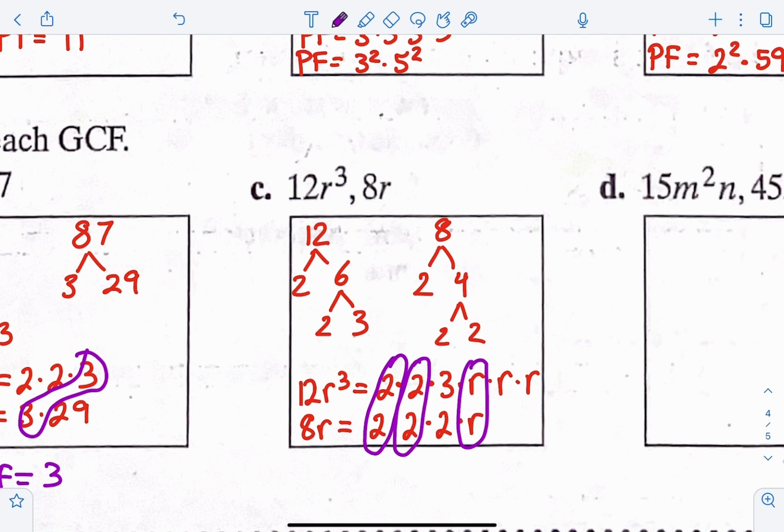So when we write our greatest common factor, we're going to say GCF equals 2 times 2 times r. Because again, they share this set of 2, I brought 1 down. They share this set of 2, I brought 1 down. They share a set of r, I brought 1 down. Going to multiply that straight across, and I'm going to end up with 4r as the greatest common factor between 12r to the third and 8r.